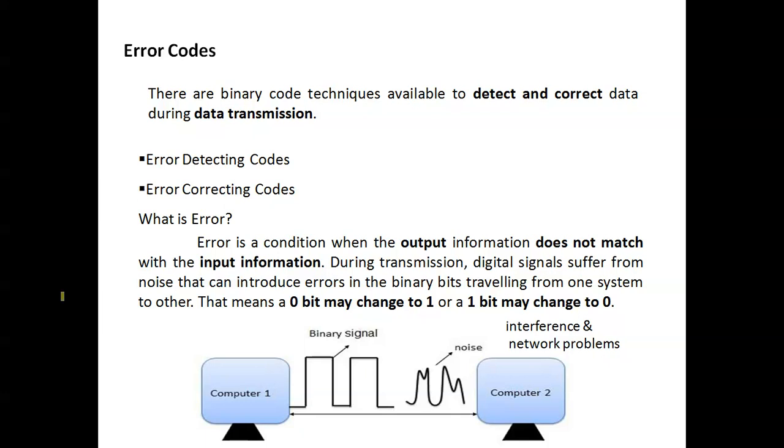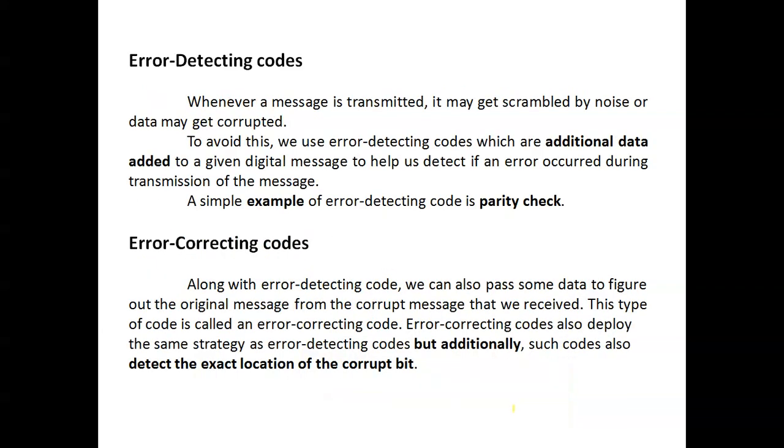A 0 bit may change to 1, and 1 may be changed to 0. Okay, computer 1 and computer 2 are there. Computer 1 is sending digital data transmission. You see the binary signal moving from sender to receiver. In between, noise occurs. Due to the noise, the signal is varied. See how the signal is varied. This is the sending binary signal, and due to noise the signal is changed. So the computer receives only this kind of signal because of added noise, and that is an error.